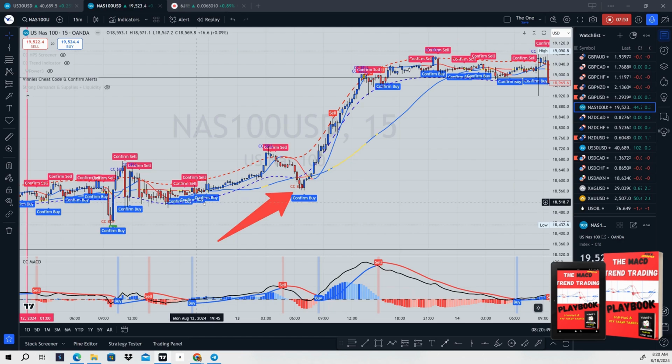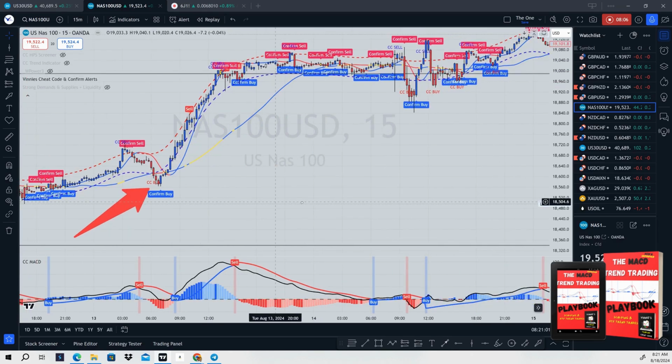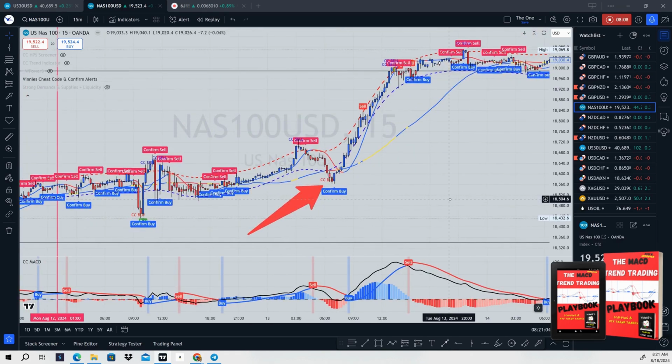Okay, and we're just going to trade in direction of the overall trend on the 4-hour time frame. So the overall time frame on the 4 hours is bullish, so we're looking for confirmation buys or a CC buy to enter into the market. Okay, so that is how you find scalping trend trades, and you can go back and backtest this.